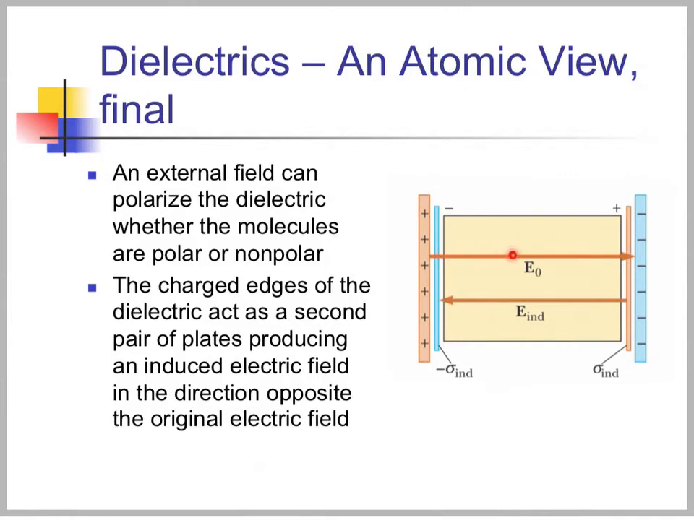So E naught here is the original field created in the capacitor due to the charges on the plates. And remember that creates a positive charge on this side and negative charge on this side, and that induced charge creates an electric field in the opposite direction. The total electric field in here is then the sum of these two, which is less than the original electric field.